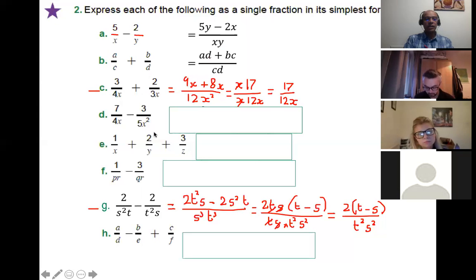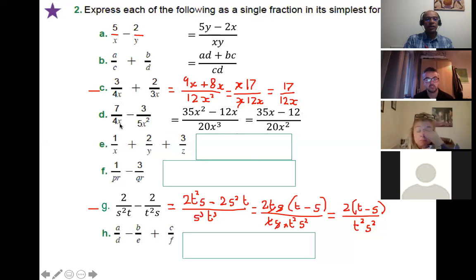Okay, then D, this time we're going to try and see if we can find the common factors or lowest common multiples. So we had 4x and 5x squared. So the 4 and the 5, unfortunately, they would need to be 20. And then x cubed. So once you've got that, then you can do cross and smile as well. 7 times 5, which is 35x squared minus 12x.